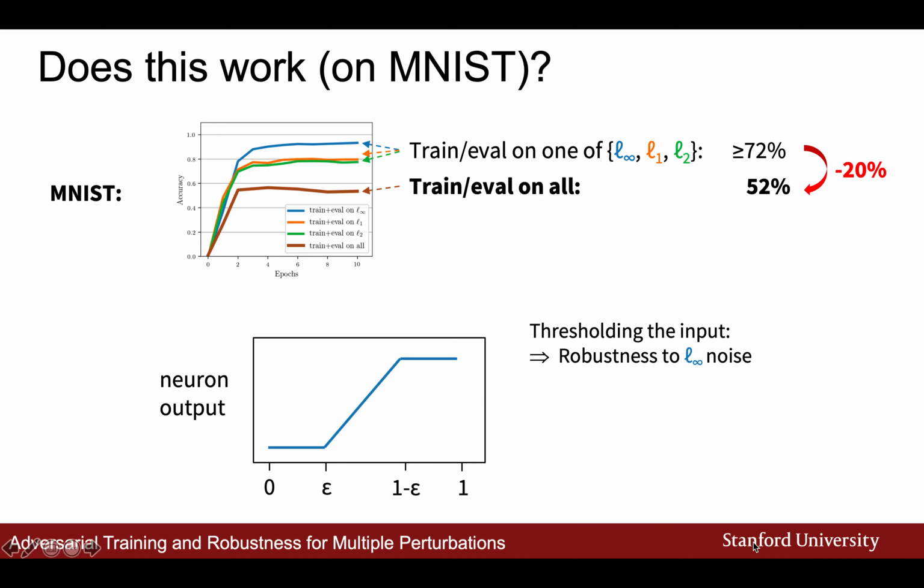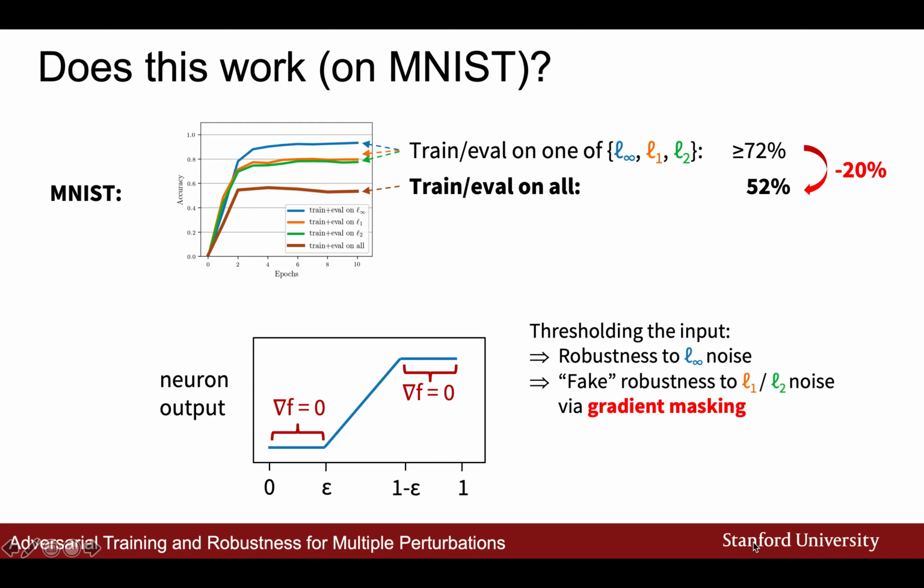What's happening here is that to achieve L-infinity robustness, the model learns to threshold the input pixels, and this partially zeroes out the model's gradients. As a side effect, this breaks L1 and L2 attacks, and the model fails to learn a robust representation. Our work shows that this issue, commonly known as gradient masking, also affects adversarial training.